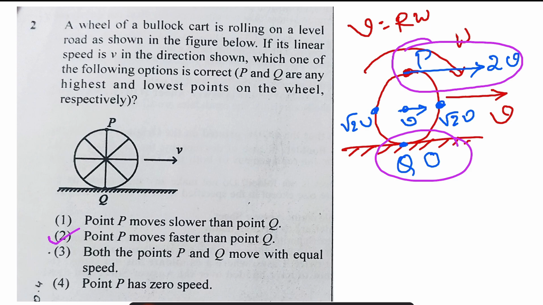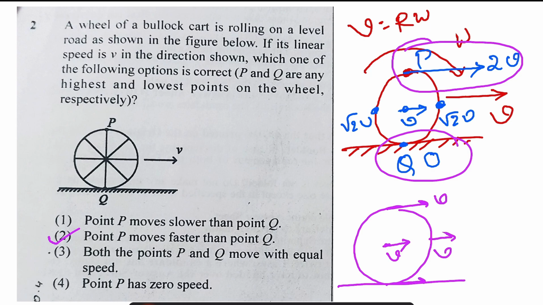Okay, so I'm not going to explain in detail, because you know, if you take the translational motion, all the points are moving with the velocity v, v, v, v, v. Whereas if you take the rotational motion, the velocity will be in the tangent direction. So this is again v, this is v, this is v, this is v, and the center is 0.